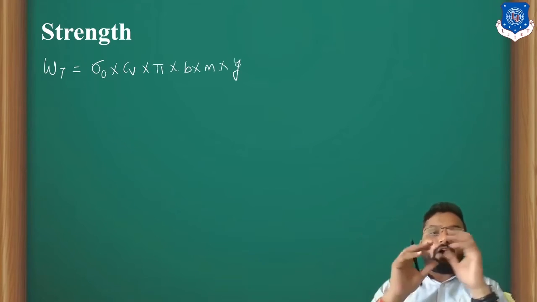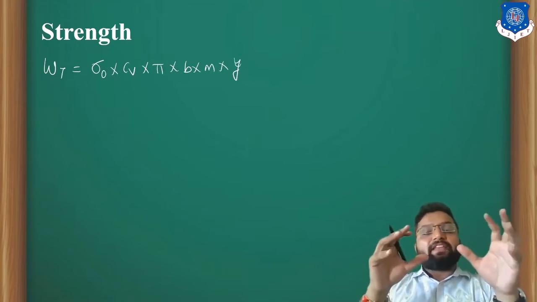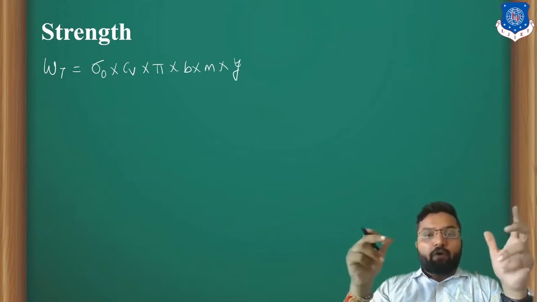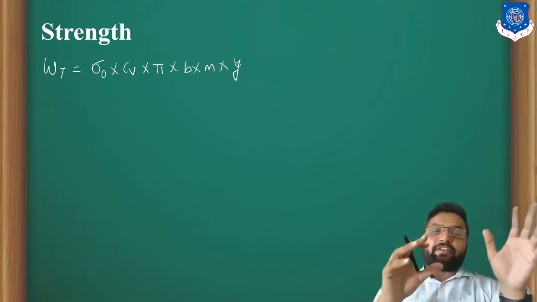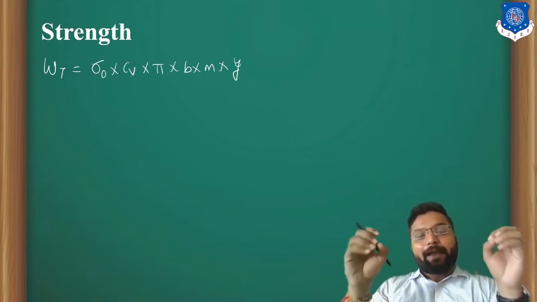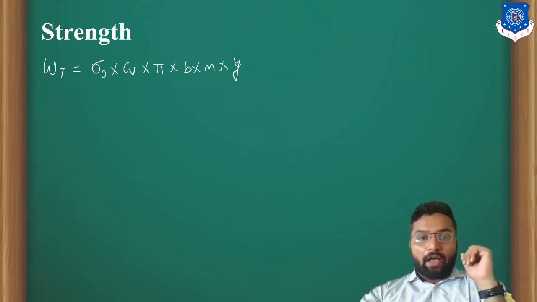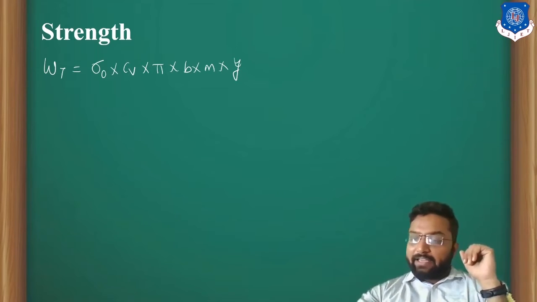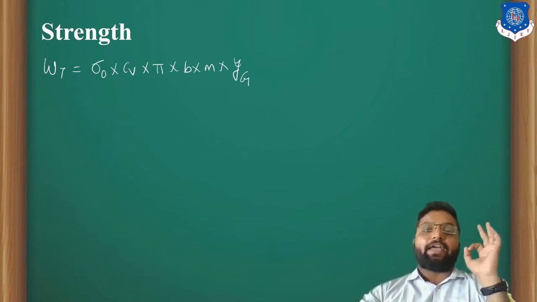Now, in the case of worm and worm wheel, the pinion is always going to be the worm. So this equation will depend exclusively on our wheel, which we call the gear. So y is always going to be yg.